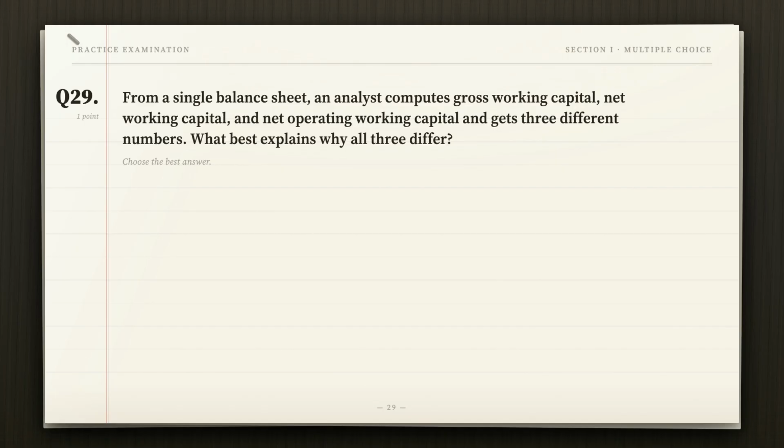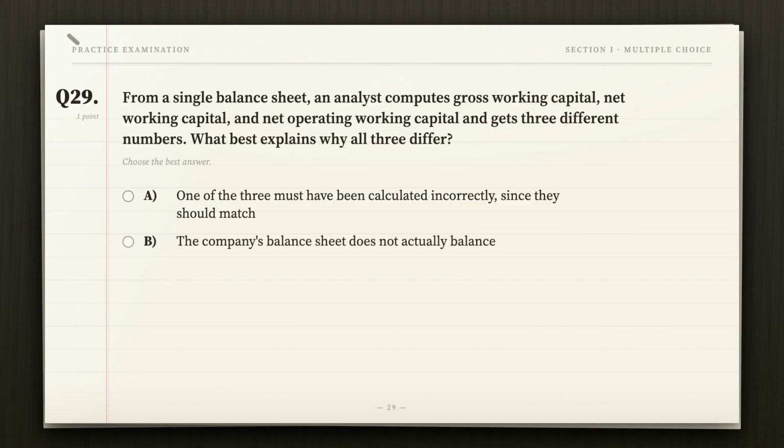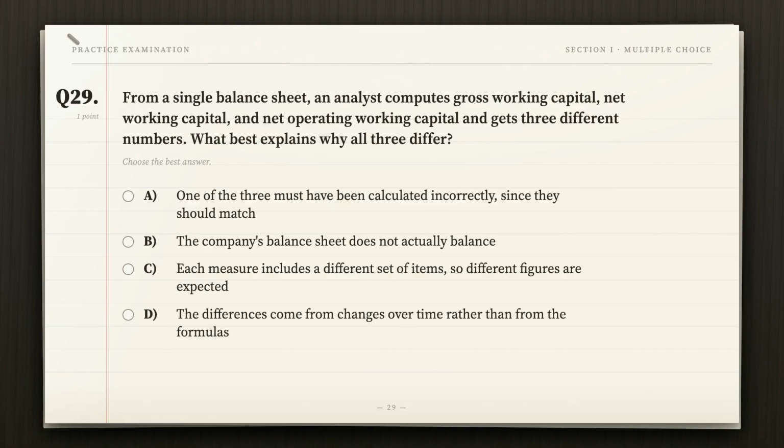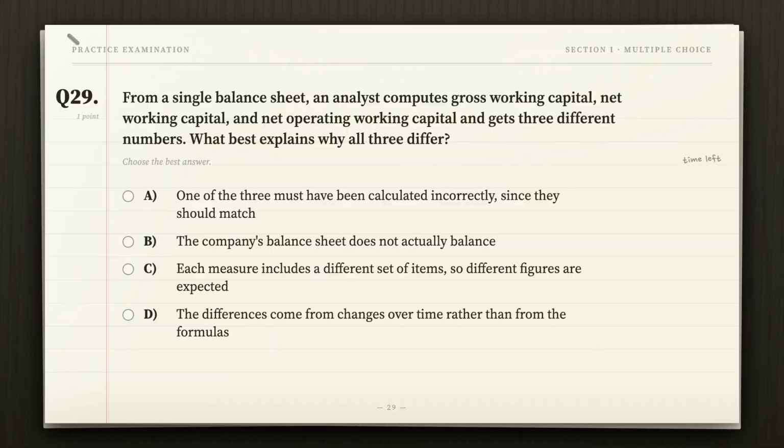Your options are A. One of the three must have been calculated incorrectly since they should match. B. The company's balance sheet does not actually balance. C. Each measure includes a different set of items, so different figures are expected. D. The differences come from changes over time rather than from the formulas. Pick one. Trust your gut. Here's your chance to test yourself.